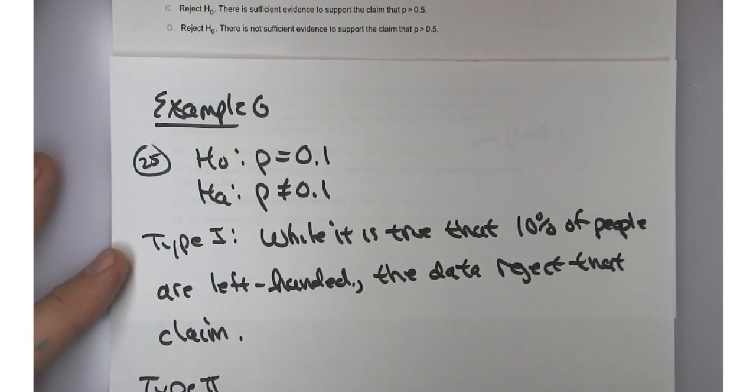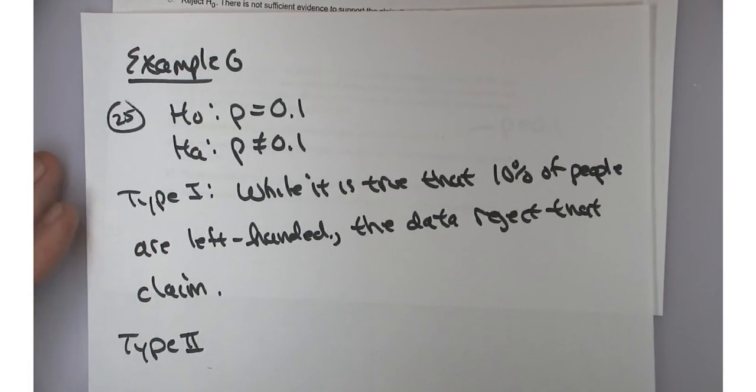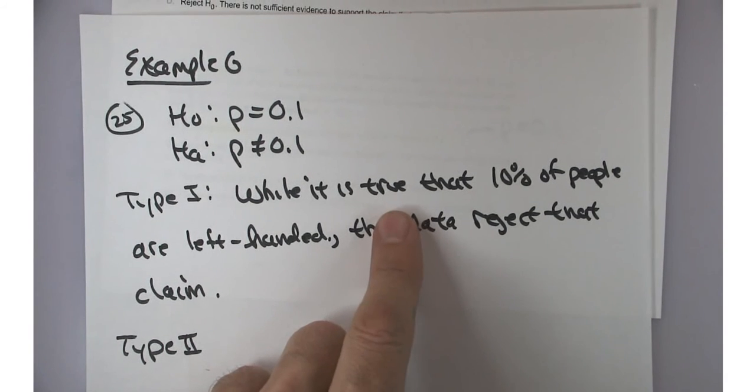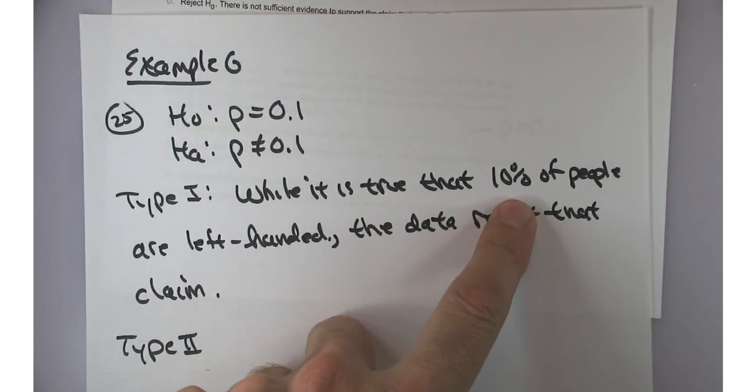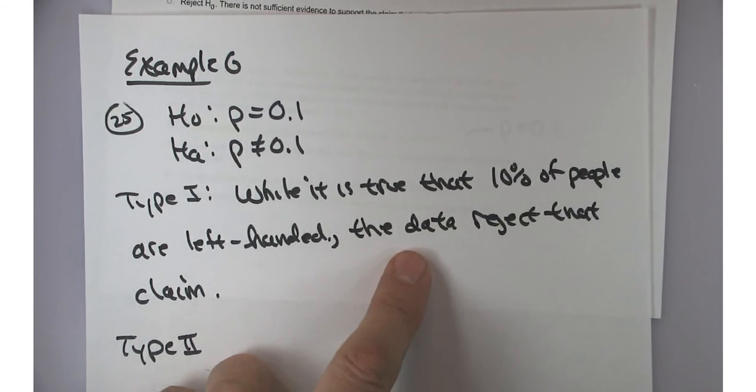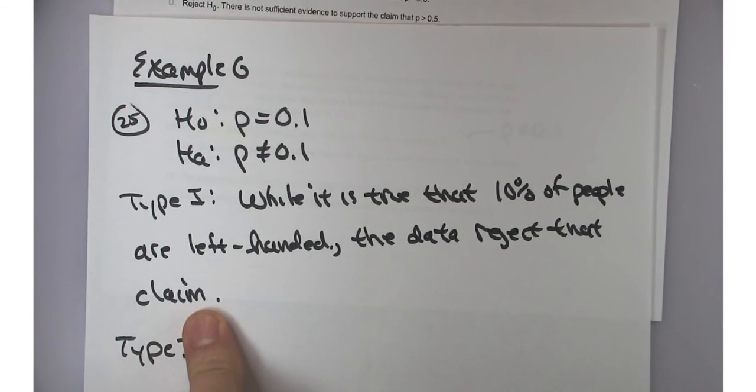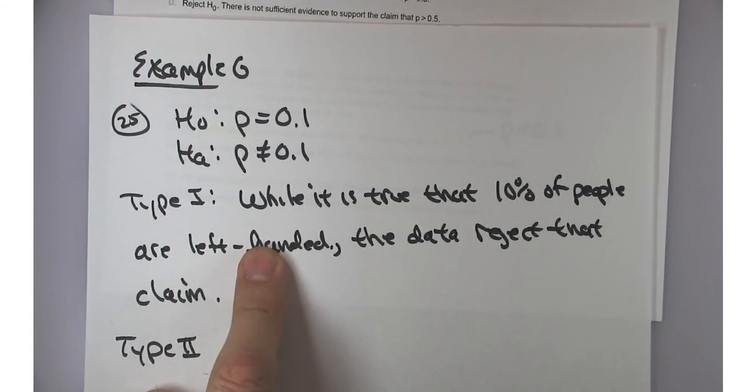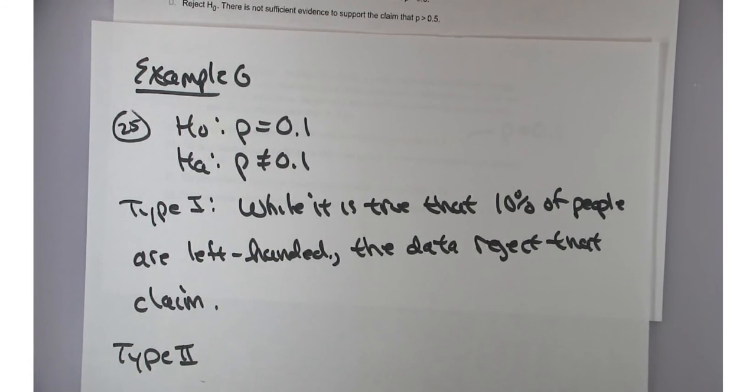Notice that these things don't match, right? They shouldn't. We've made an error. These shouldn't match. These shouldn't be the same. So it's true that 10% of people are left-handed, but the data reject that claim. We concluded HA when we should have concluded H naught. That's why we made a type 1 error.